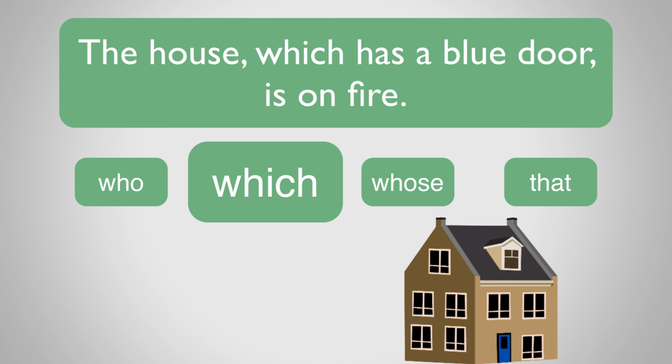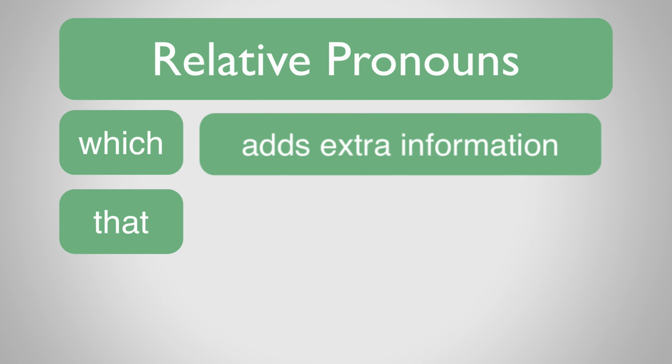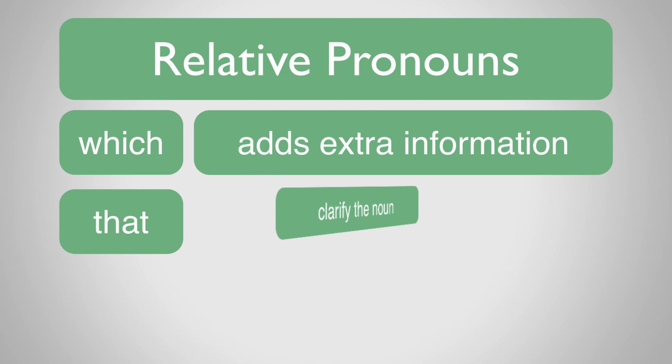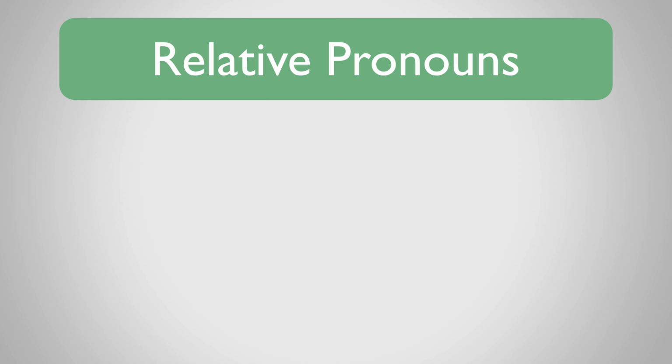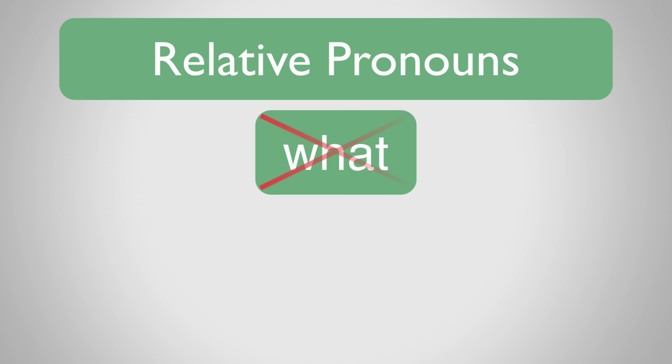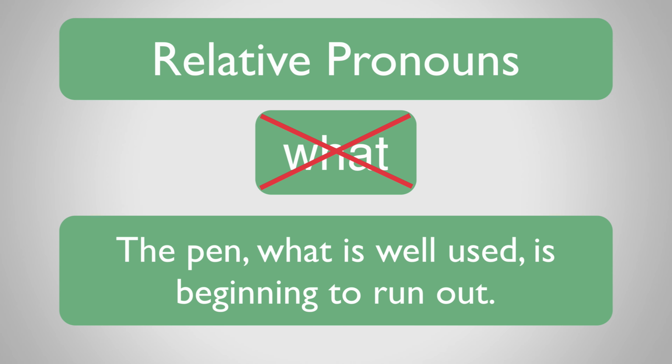This can be a little complicated to get the hang of, so just remember, use which to add extra information and use that to clarify which noun you're referring to. And finally, a warning. We never use the word what as a relative pronoun. This is a common mistake and results in sentences like, the pen, what is well used, is beginning to run out. This is grammatically incorrect and should be avoided at all costs.